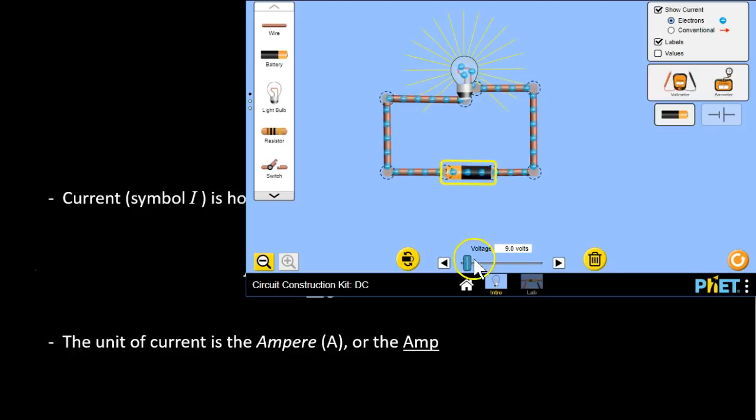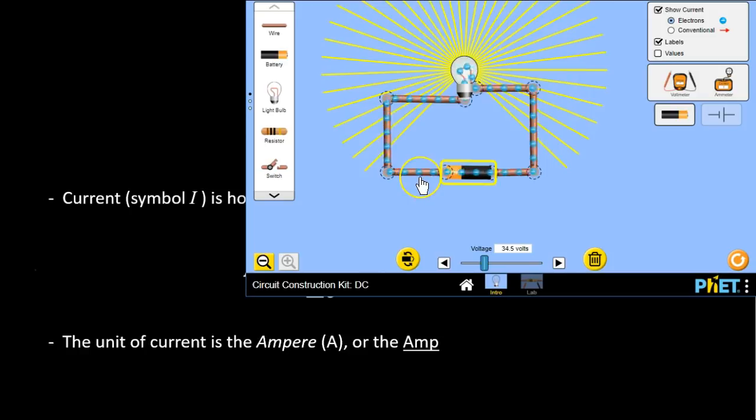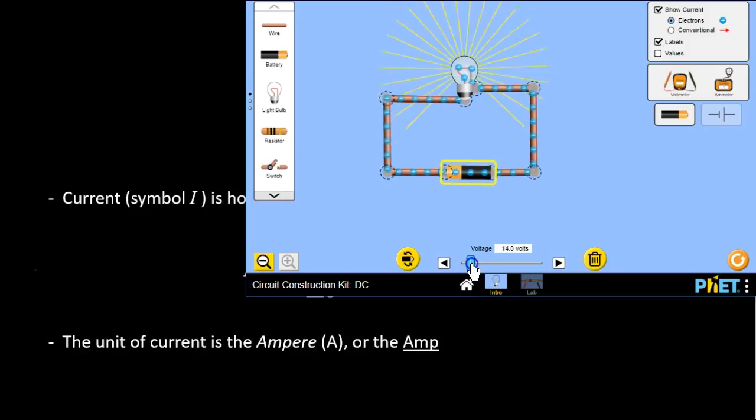I can actually change the current. We're going to increase the voltage of this battery. Look, oh my gosh, now more charges would be passing this spot right here in a given unit of time. So the electric current, the flow of electrons, would be increasing. Let me bring that back down to 9 volts. We'll use that a little later.